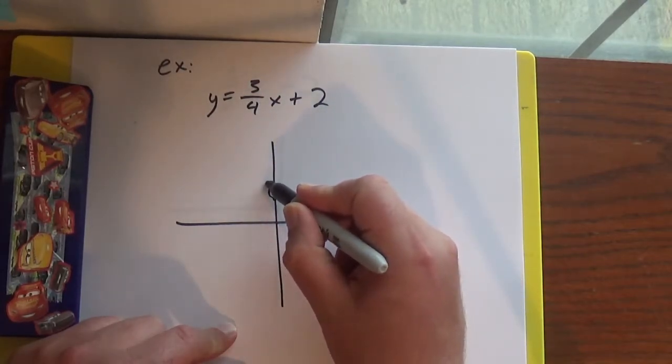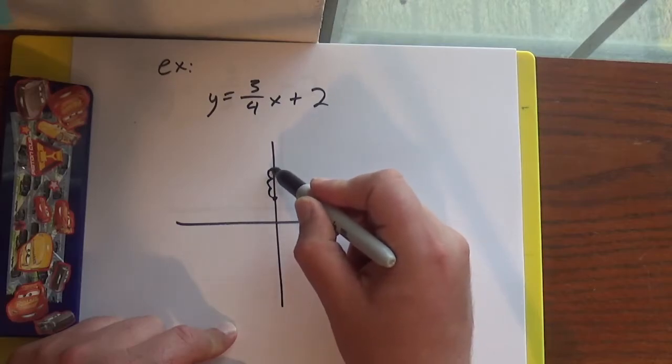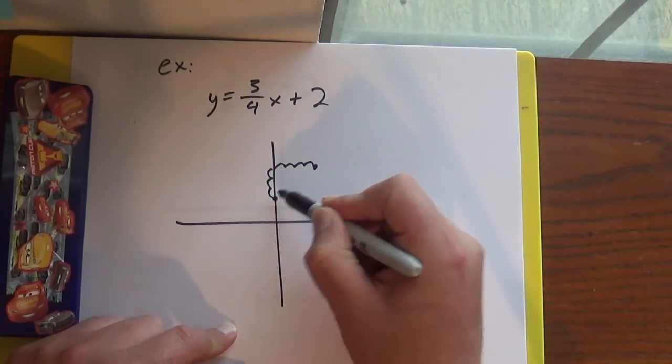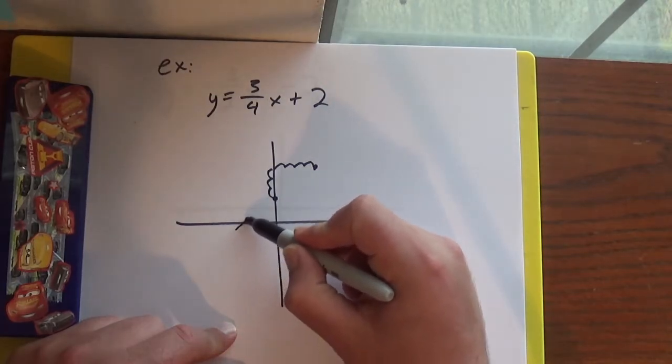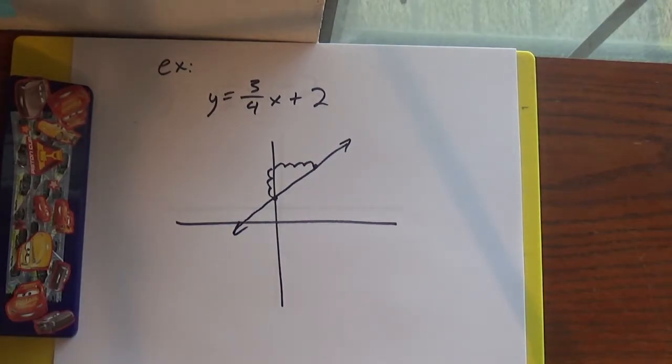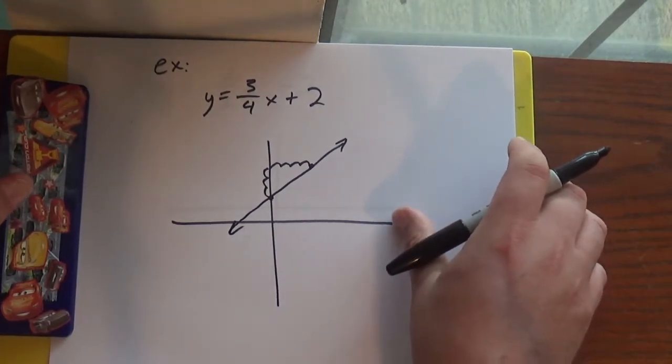I'm going to go over 4 and put a dot. And now I just connect the dots. You can use a ruler if you really like it to be pretty. And you're done. It's really pretty easy to graph it.